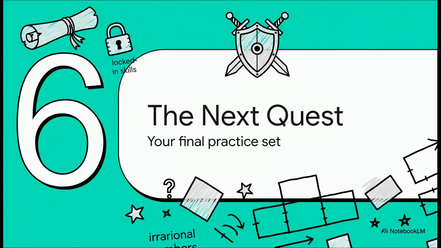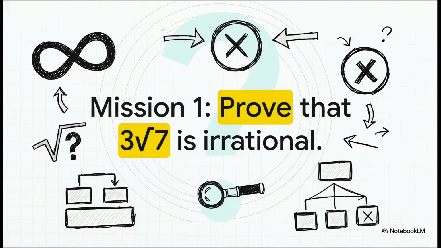But you know, a true master never stops practicing, right? So to make sure these new skills are really locked in, I've got a few final quests for you. Think of it as a final practice set to really show off what you can do. All right, here's your first mission. Your job is to prove that 3 root 7 is irrational. You can use that exact same proof by contradiction technique we just went through.